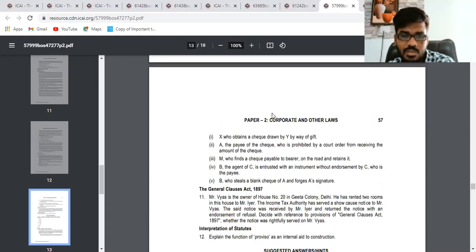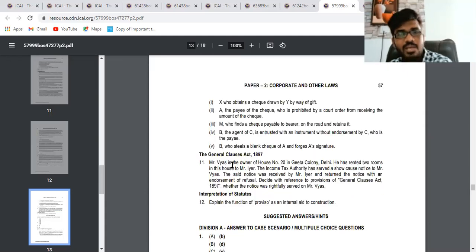With their general question, so listen. Mr. Vyas is the owner of house number 20 in Geeta Colony, Delhi. He has rented 2 rooms in this house. Mr. Iyer, the income tax authority, has served a show cause notice to Mr. Vyas. The said notice was received by Mr. Iyer and returned with the endorsement of refusal. Decide with reference to the provision of the General Clauses Act whether the notice is rightly served or not.